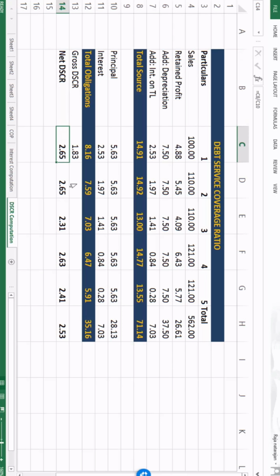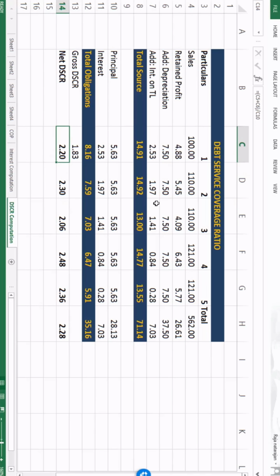Net DSCR is something where you take not the total source. So again, you have to make some modification in the net DSCR calculation. In net DSCR, what you're going to consider is only this retained profit plus depreciation. You are not adding the interest, and the denominator is going to be only the principal. So you are comparing the cash profit with principal, you get 2.2. In that way, if you recalculate net DSCR, you would get different numbers, and the overall position should also be modified. Overall position is 2.28.